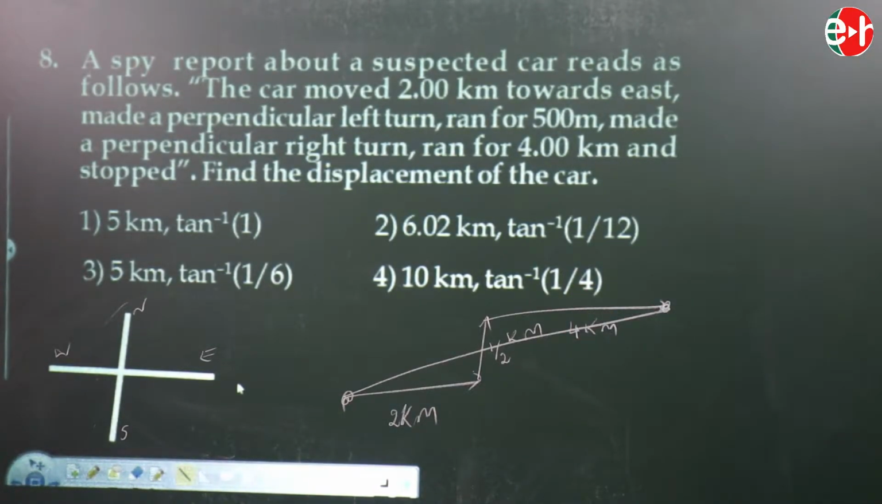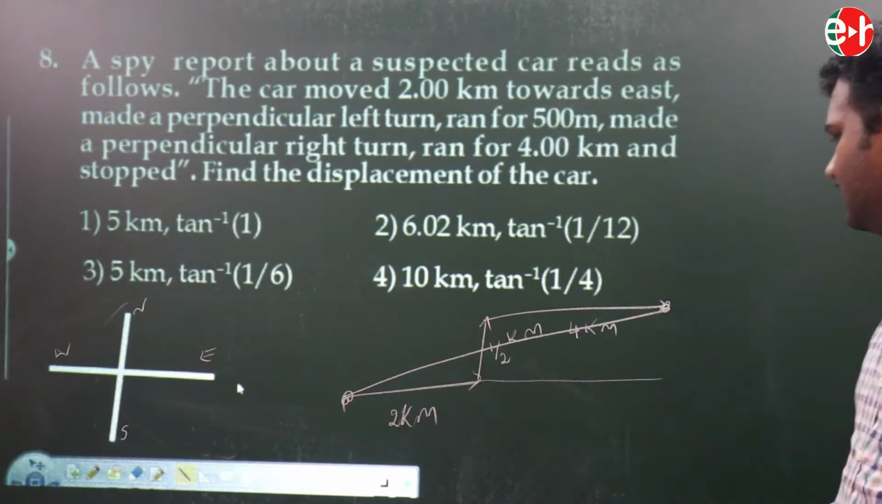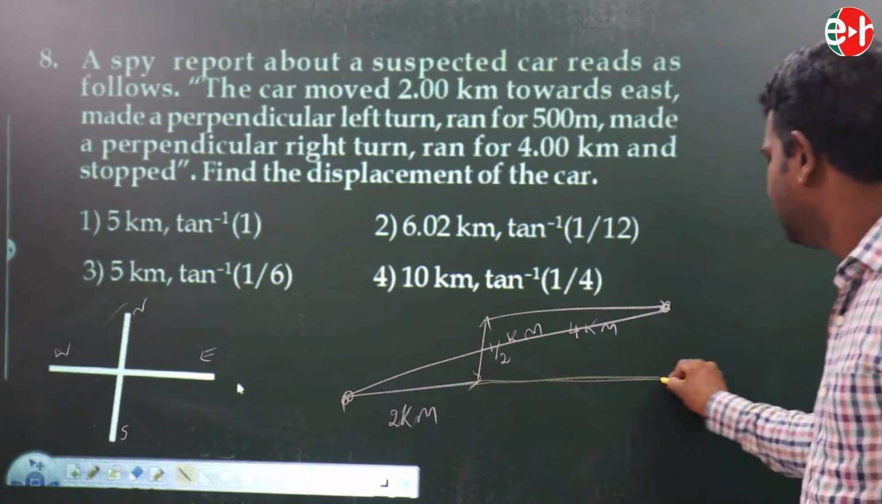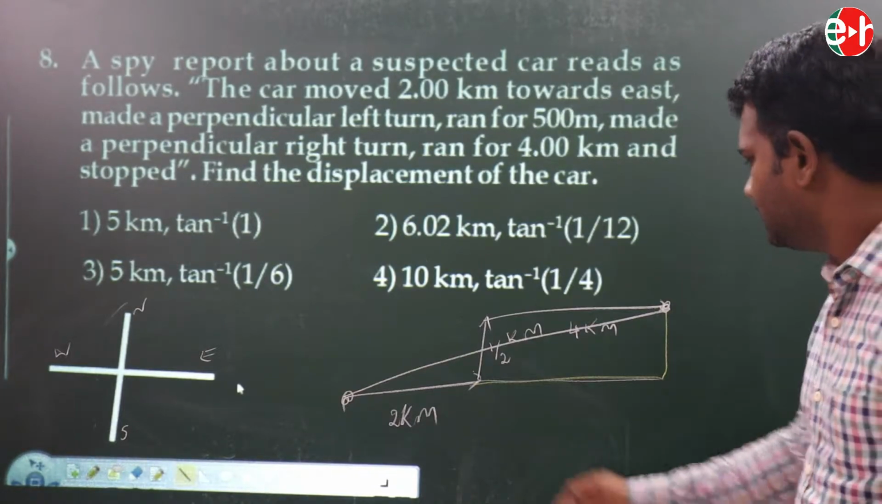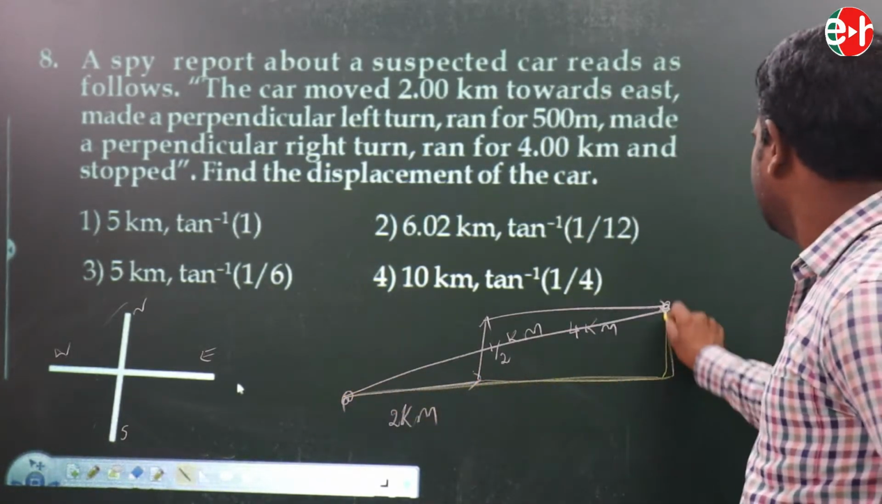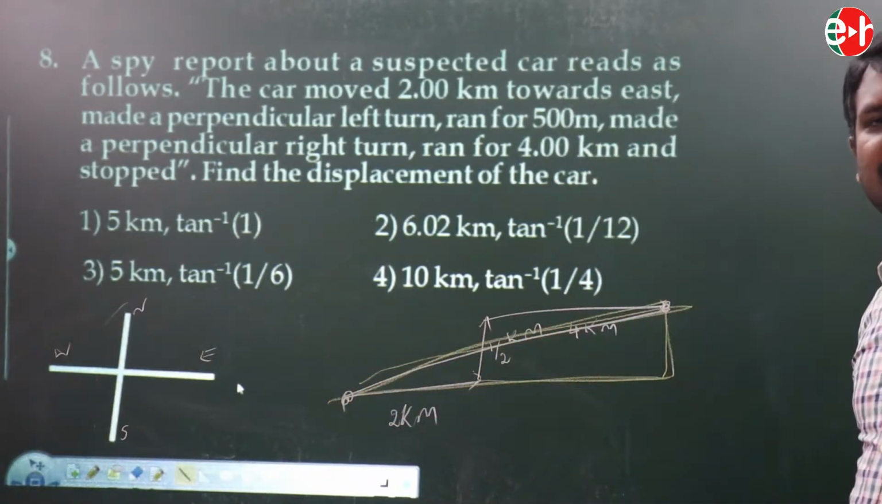How to find it? Can I extend this? If I extend this line like this, and if I draw a perpendicular line like this, how does it appear? It appears like a right angle triangle. So as it is a right angle triangle, this is our hypotenuse, and our target is to find the hypotenuse.